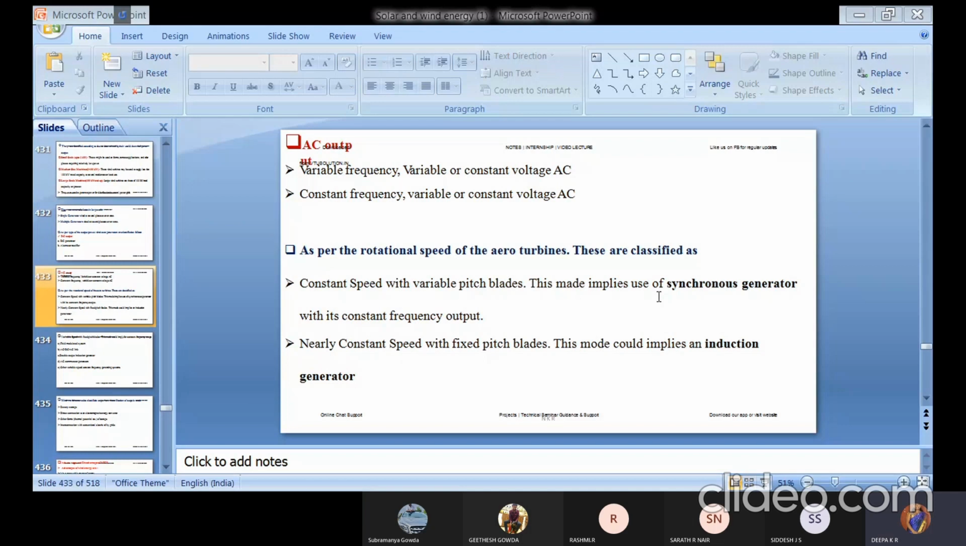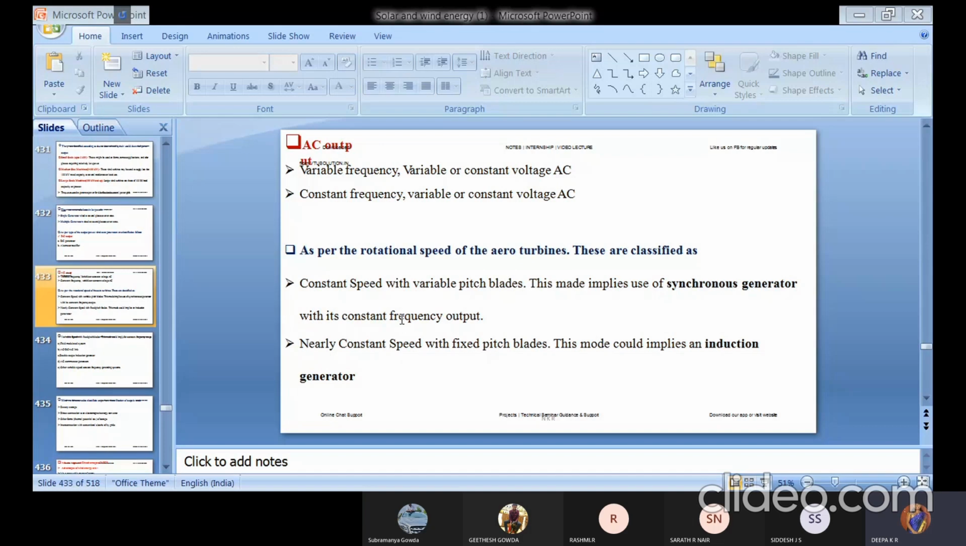The next type is classified based on the rotational speed of your aero turbines. We know how the speed will vary based on the wind and blade structure. So the rotational speed of aero turbines is classified first as constant speed with variable pitch blades. Speed is fixed. Based on the poles, 4 pole, 6 pole, 2 pole, you specify the ratings, so it will be 1500, 3600, 1200 rpm. So that speed is somewhat constant. Here also you go for constant speed, but the pitch of the blades will be variable.